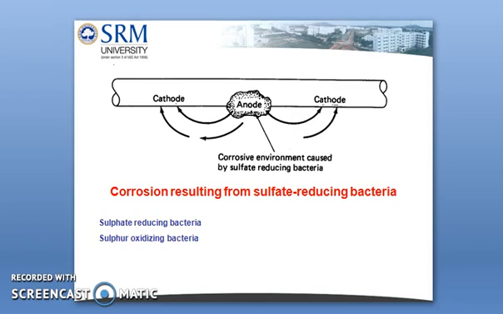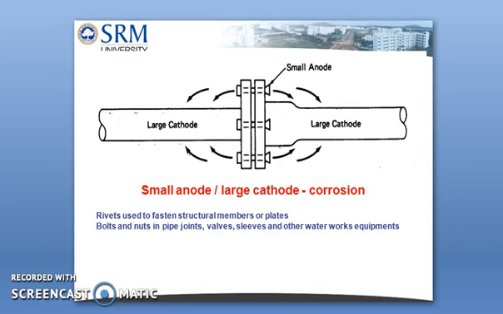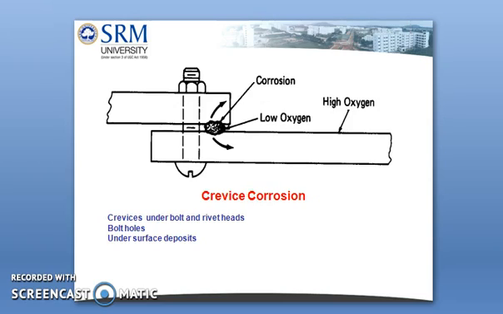Likewise, we are having deposition of scale, or deposition of mud or sand or bacteria. So many things cause a differential aeration problem. Say, a typical example: we are having a small anode and large cathode where you are having the rivets. So that is differential aeration corrosion. Likewise, one more example.